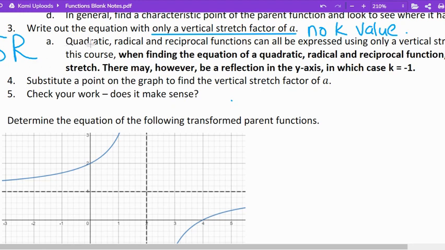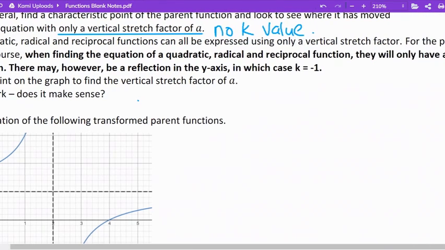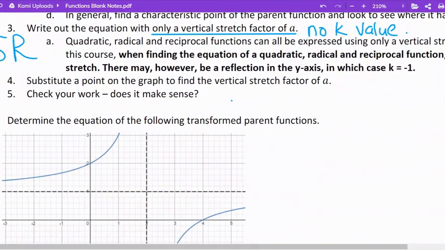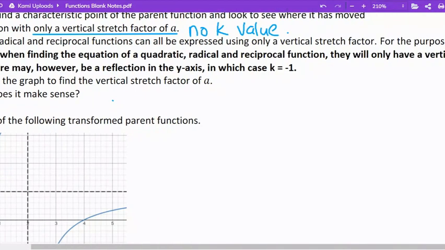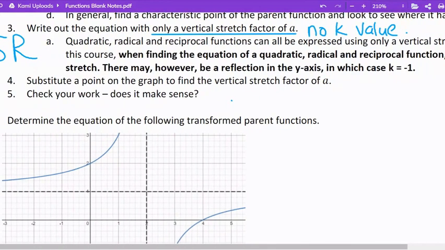So let's read on. Quadratics, radicals, and reciprocal functions can all be expressed using only a vertical stretch factor. For the purposes of this course, when finding the equation of a quadratic, radical, or reciprocal, they will only have a vertical stretch. There may, however, be a reflection in the y-axis, in which case k equals -1.